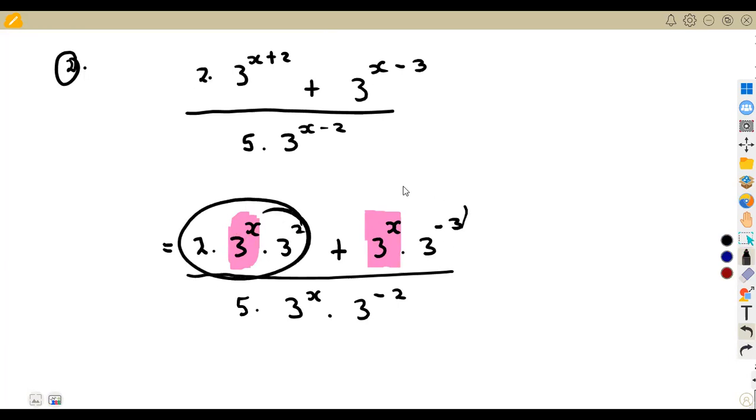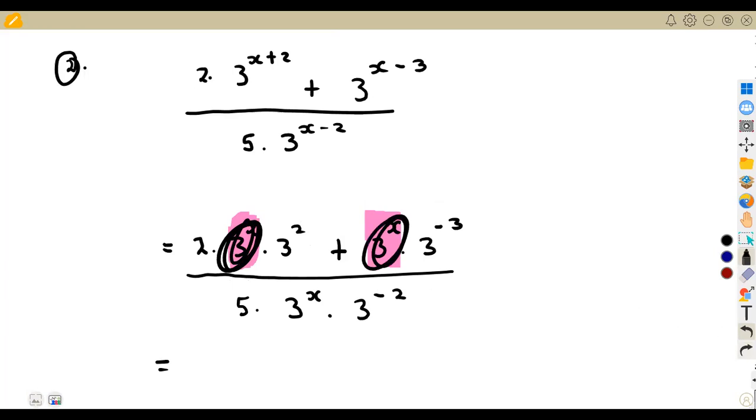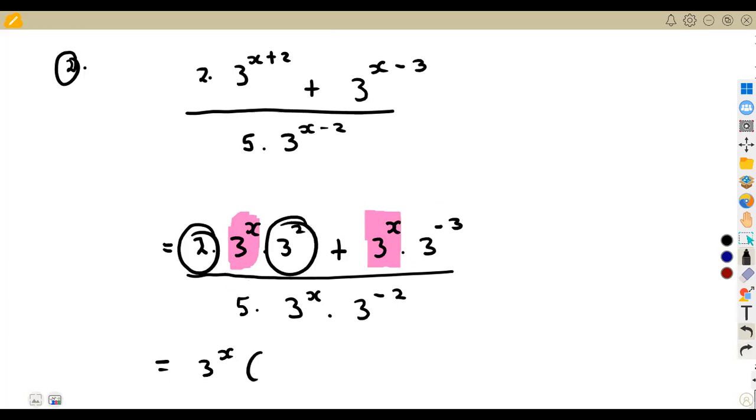It's a term and this is a term. So it's an expression, so we are able to factorize what is common: the 3 to the exponent of x and the 3 to the exponent of x that we have here. So this will be 3 to the exponent of x. What do we remain with? We remain with the 2 times 3 to the exponent of 2.